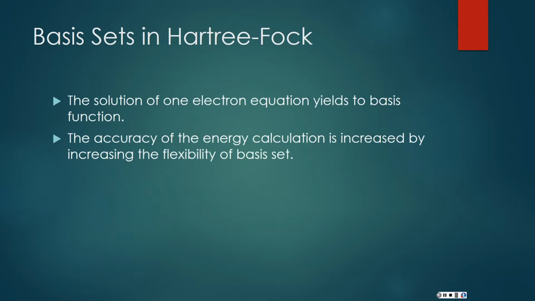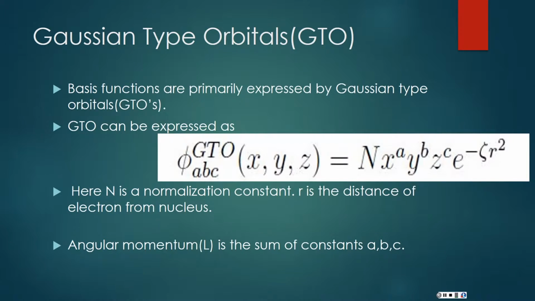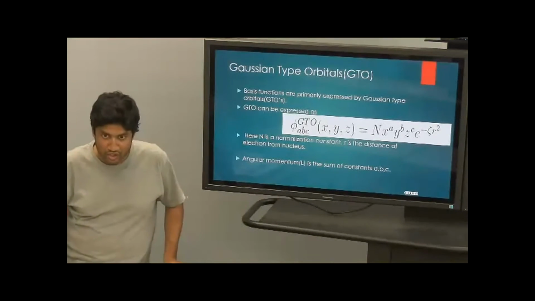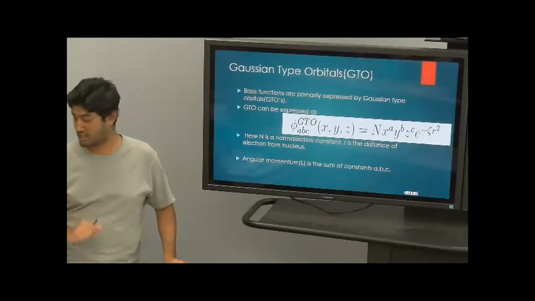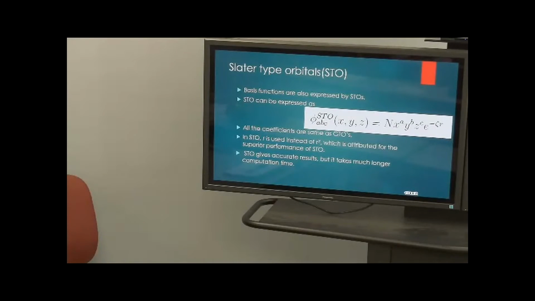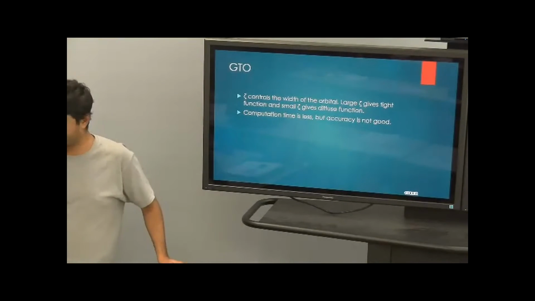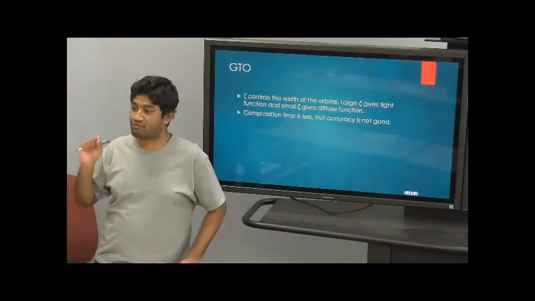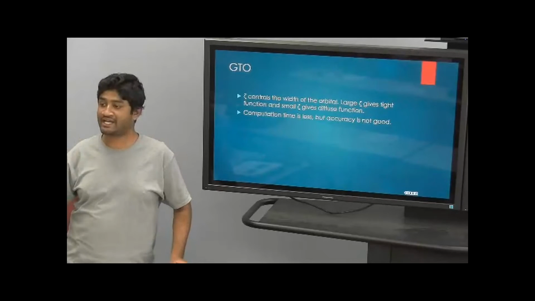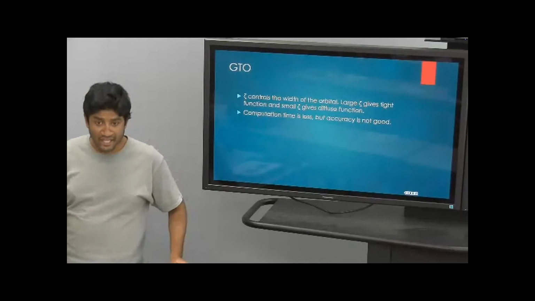The basis functions are usually described by two types of orbitals. One is the Gaussian type orbital and the other is the Slater type orbital. If you look at the Gaussian type orbital equation, you see e to the power minus zeta r squared. Here zeta indicates the width of the orbital and r indicates the distance of the electron from the nucleus. And if you look at the Slater type orbital, you see only e to the power minus zeta r, only r, and this r squared dependence is attributed to the lower precision of Gaussian type orbitals, because for that reason it cannot correctly tell the probability of finding an electron near the nucleus.